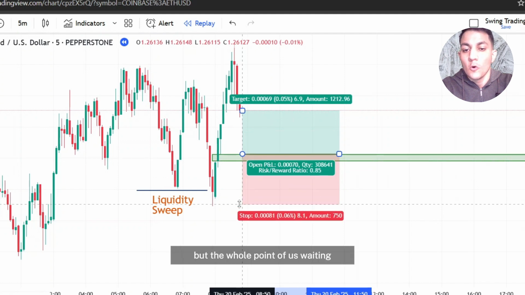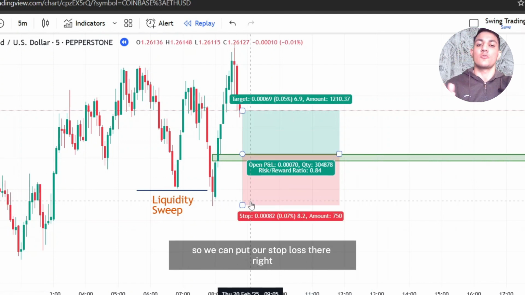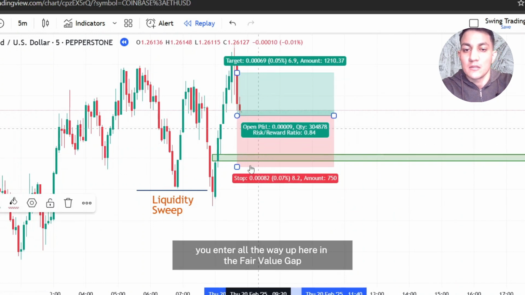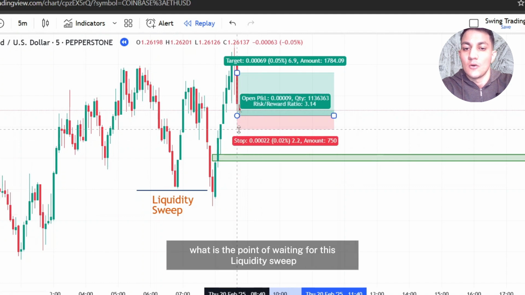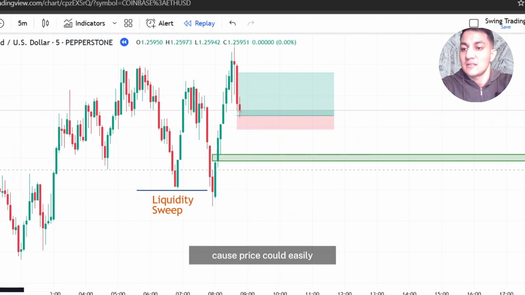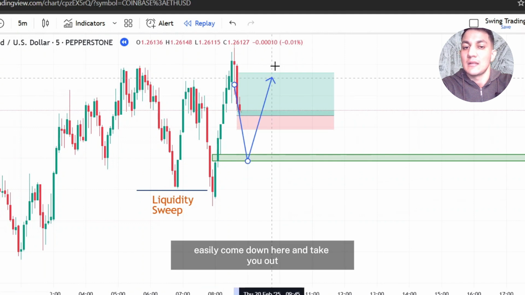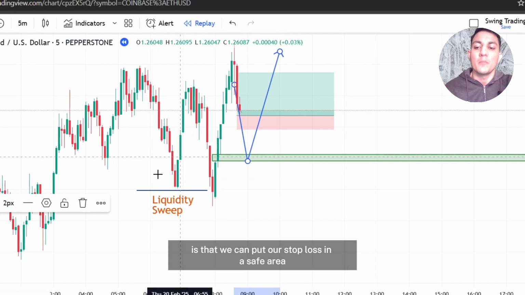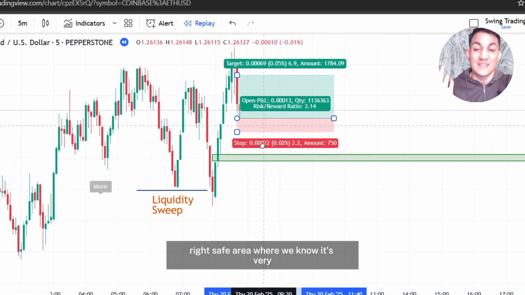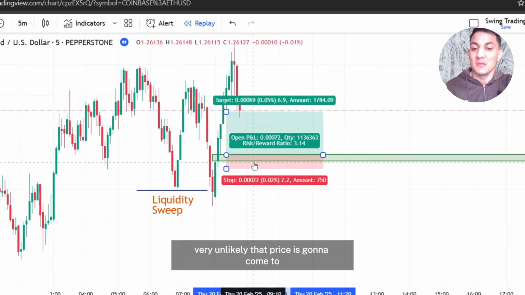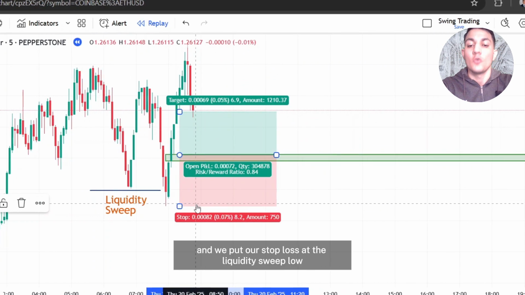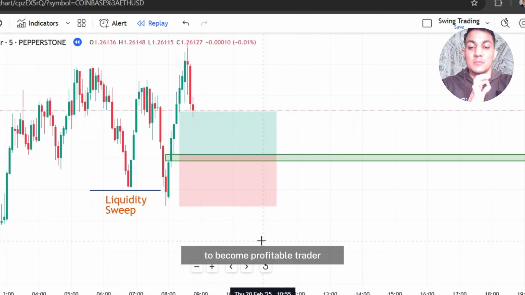But the whole point of us waiting for the liquidity sweep is so we can put our stop loss there, right? What is the point if you enter all the way up here on the fair value gap and your stop loss is like here? What is the point in waiting for this liquidity sweep? Because price could easily come down here and take you out and then go straight to take profit. The whole point of waiting for a liquidity sweep is that we can put our stop loss in a safe area, where we know it's very, very unlikely that price is going to come to. So that's why we always wait for a liquidity sweep and we put our stop loss at the liquidity sweep low. That's all you need, literally, to become a profitable trader.